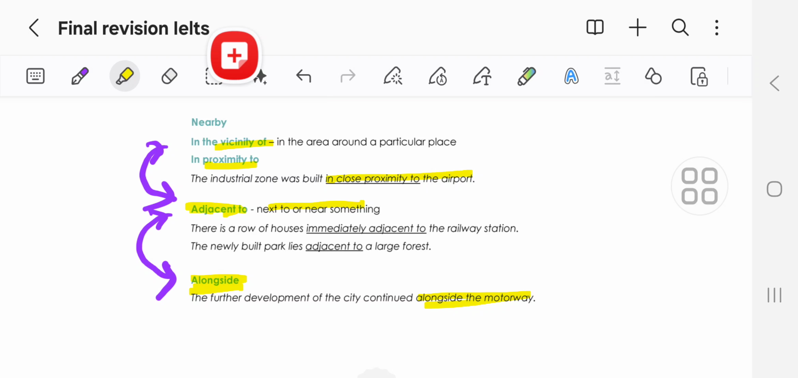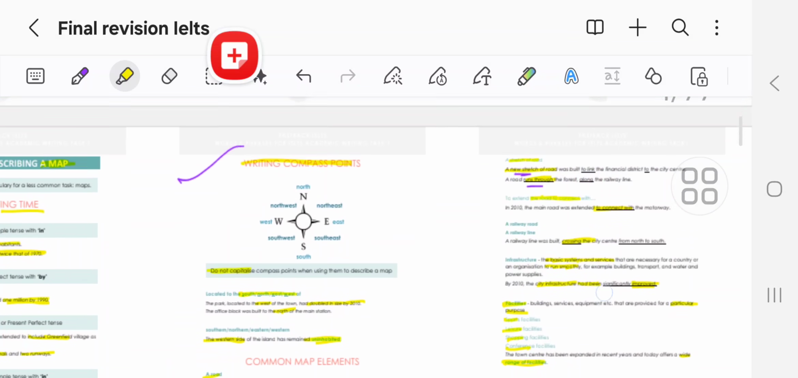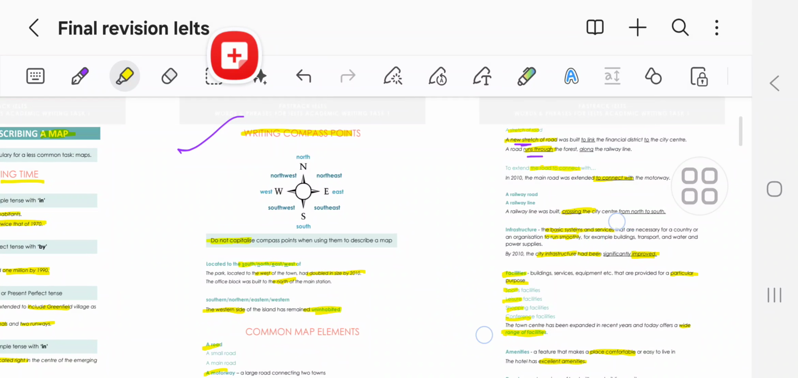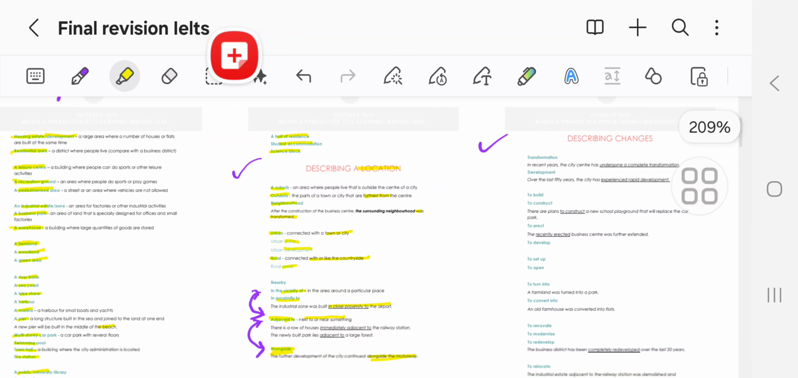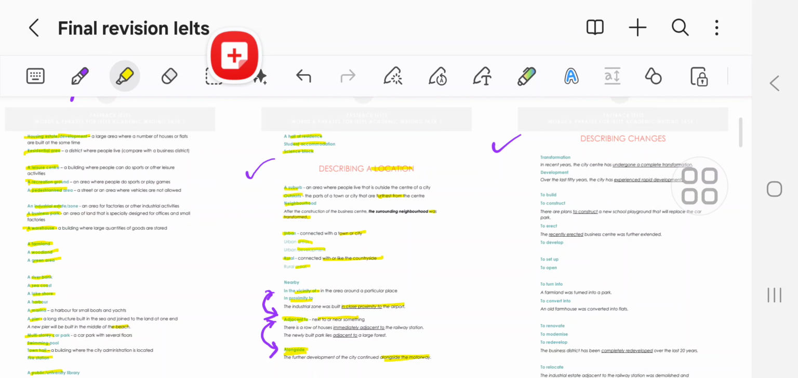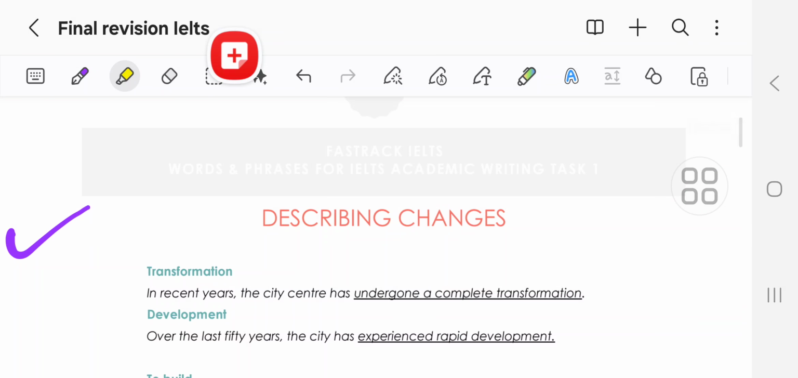You can talk about adjacent to when you're talking about next to, for example, a small building, a mall or like that. Alongside will be, for example, a motorway. If there's a large development going on along the motorway, you can use the word alongside there. These are some words you can use. And now you have the words for describing changes. So for describing the changes, you can talk about transformation.